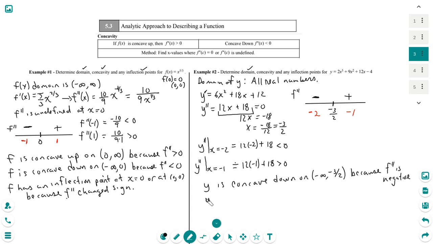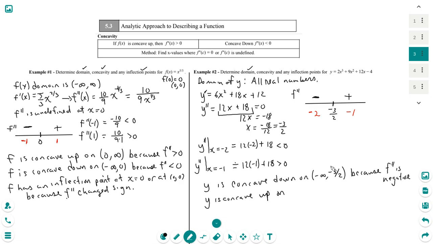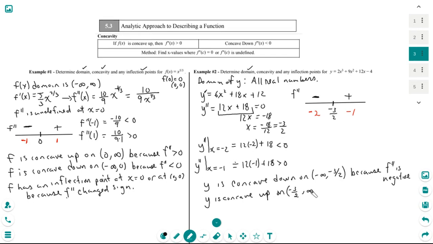All right, and then my function y is concave up on the interval. That's the right half. Now, it's not always like that. I know both these examples are showing negative to positive, but you will see lots of variation. There will be times when there'll be negative, negative. Lots of things can happen, and you do need to test everything. So y is concave up on the interval from -3/2 to positive infinity, and then we give a reason: because f double prime is positive.